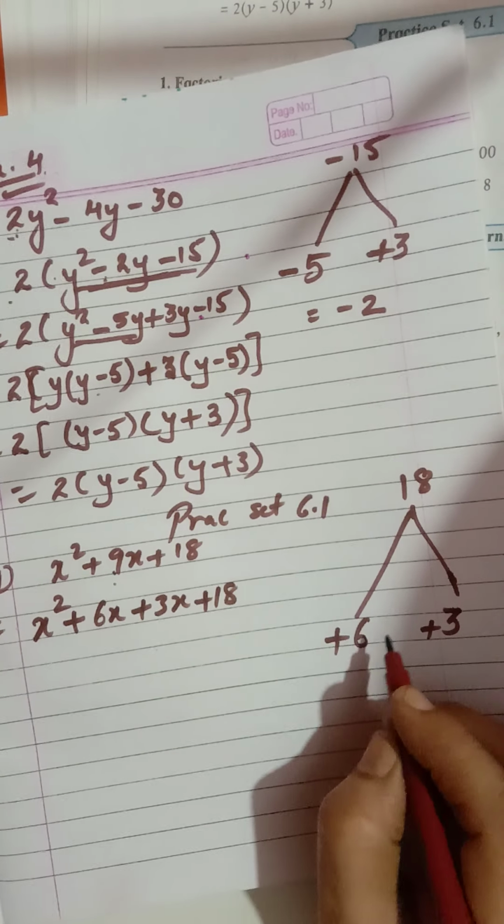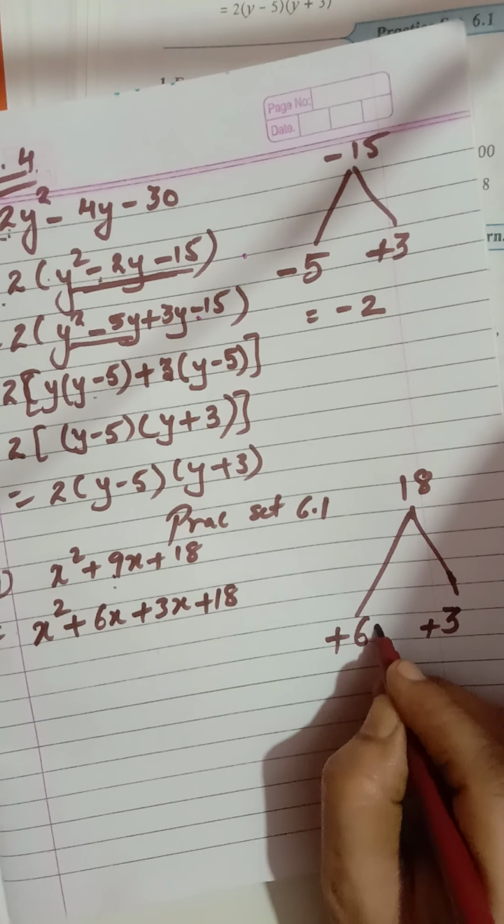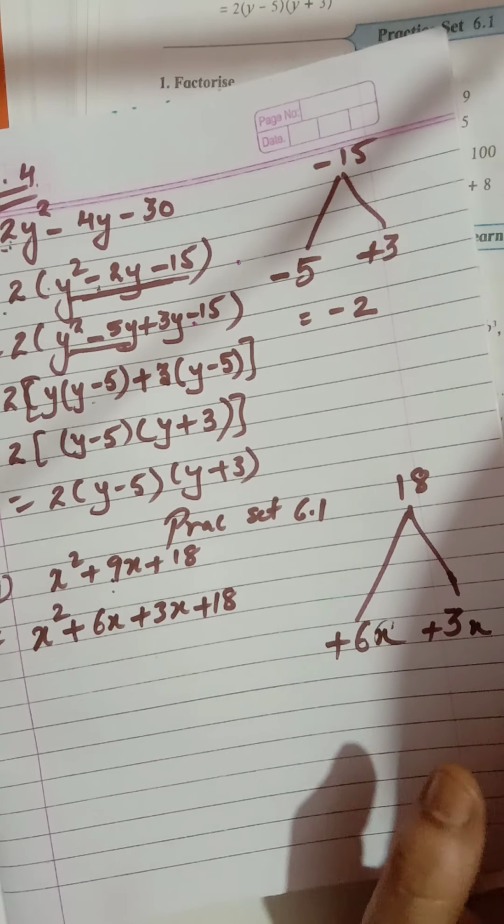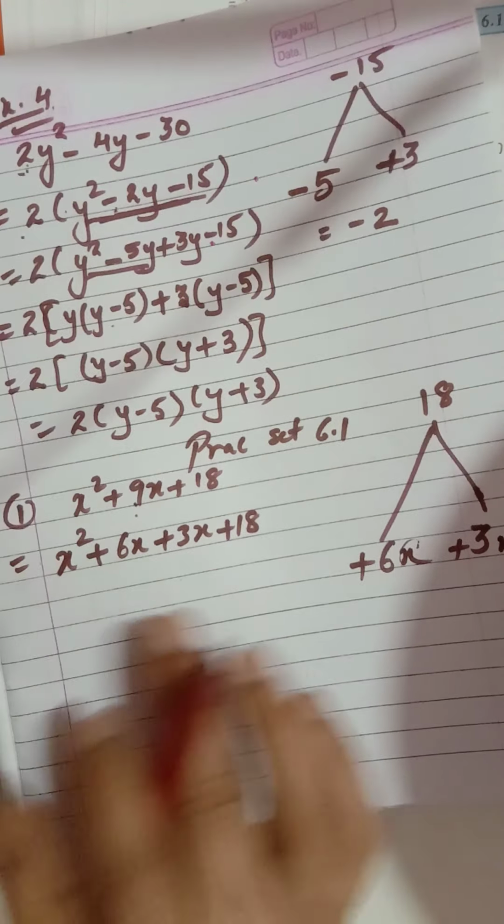Now in the previous video, children, here I had written x also. If you want, you can write the variable; if you don't want to, you can write it directly. Because the number is important.